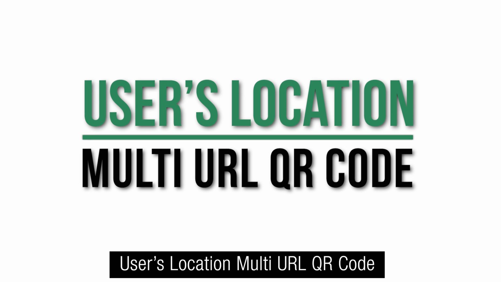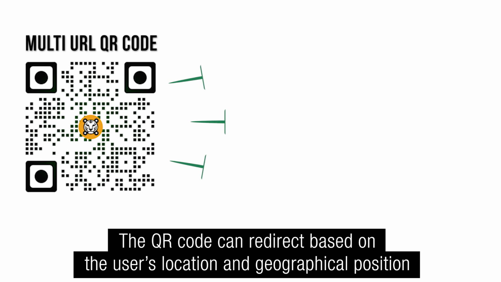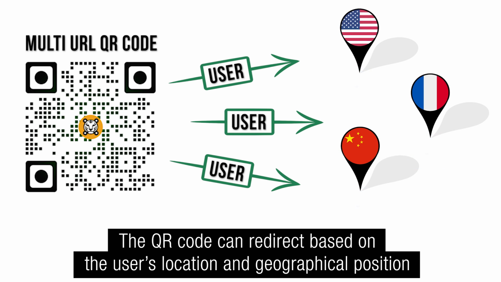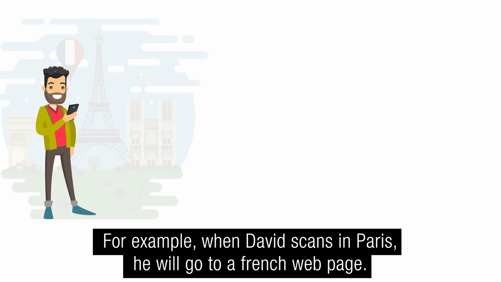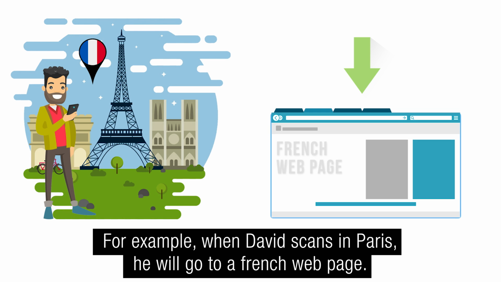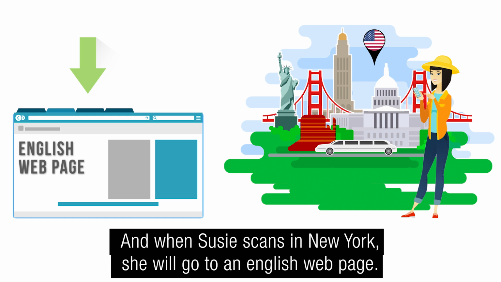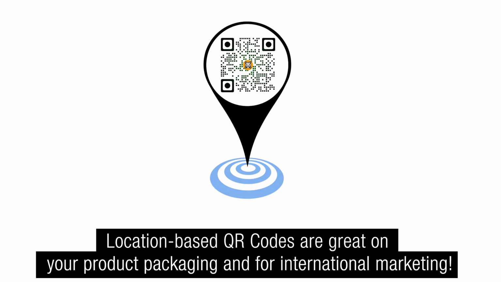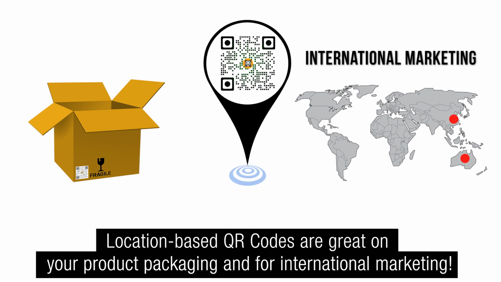User's location multi-URL QR code. The QR code can redirect based on the user's location and geographical position. For example, when David scans in Paris, he will go to a French web page. And when Susie scans in New York, she will go to an English web page. Location-based QR codes are great on your product packaging and for international marketing.